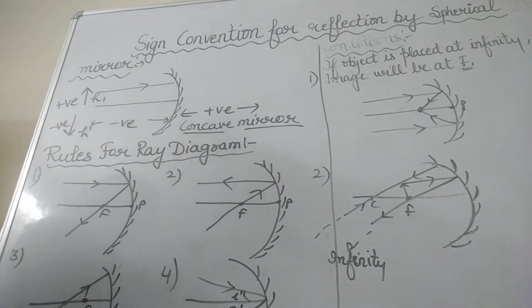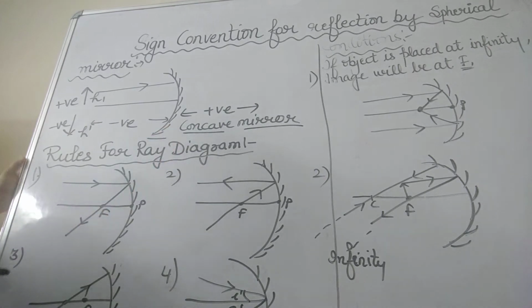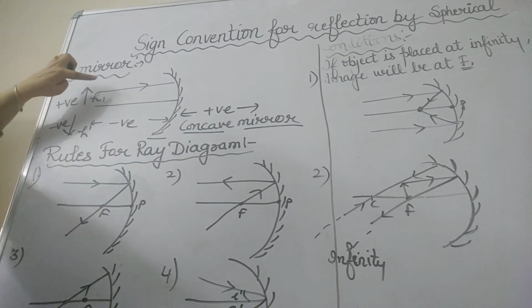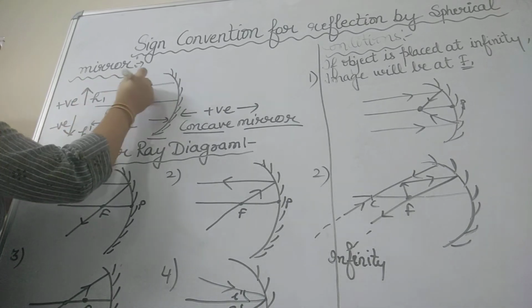Very good evening, students. Today I am going to discuss with you the sign conventions for reflection by the spherical mirror. You can see this is a concave mirror, and inside the concave mirror, the ray of light goes parallel to the principal axis, because of the direction of the ray of light in this way.